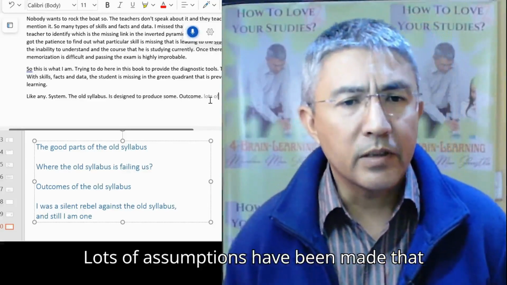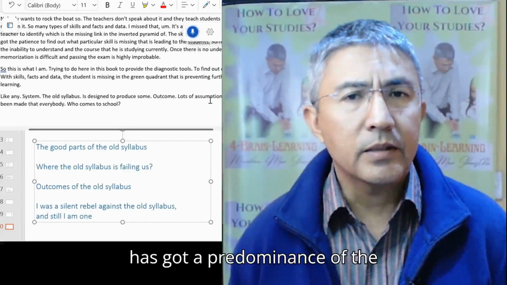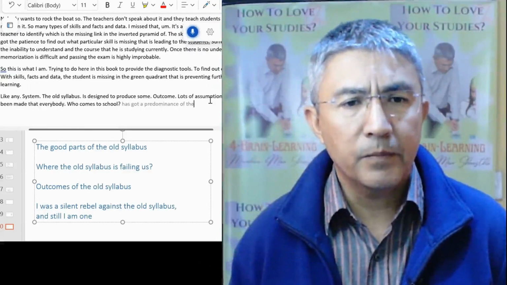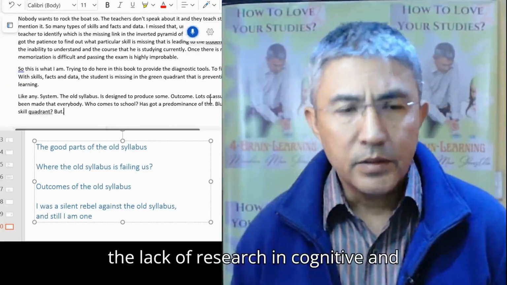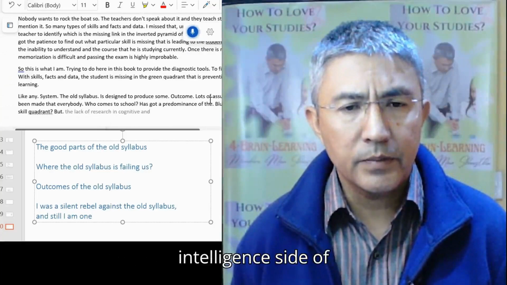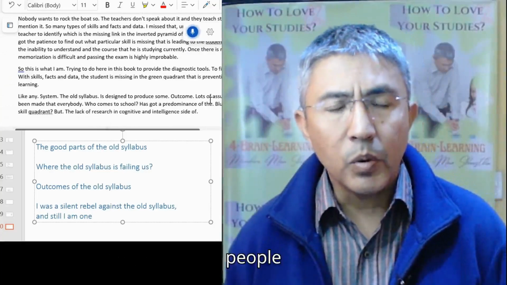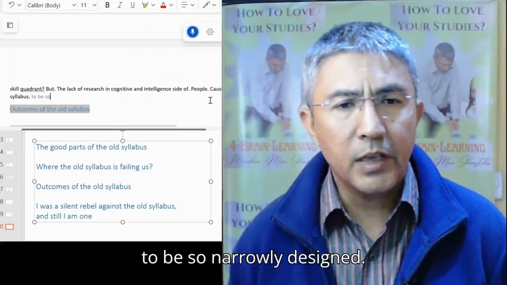Lots of assumptions have been made that everybody who comes to school has got a predominance of the blue quadrant or the skill quadrant, but the lack of research in the cognitive and intelligence side of people caused the old syllabus to be so narrowly designed.